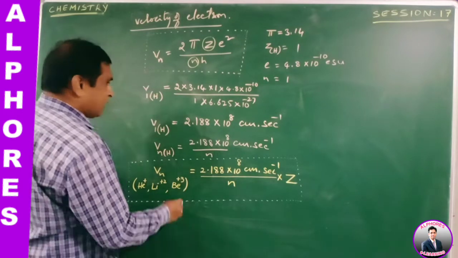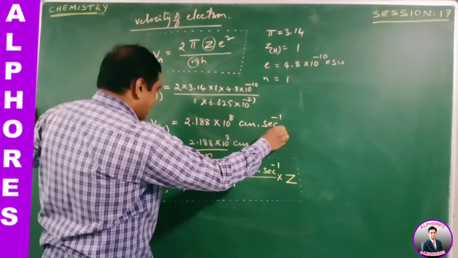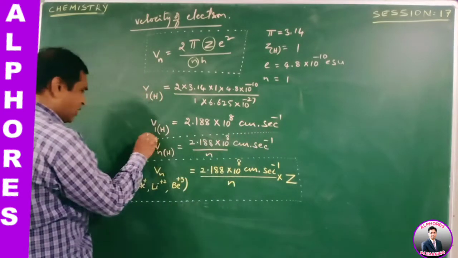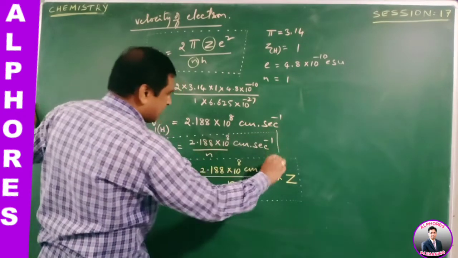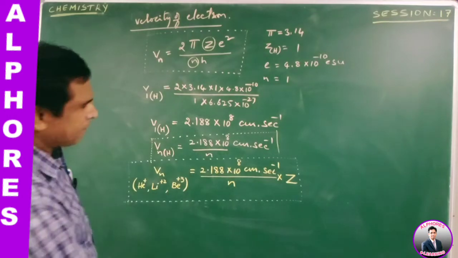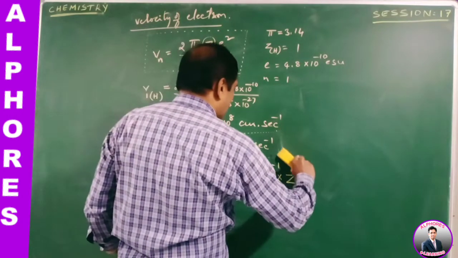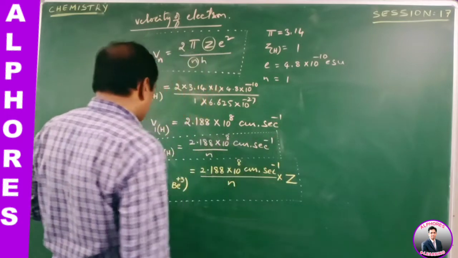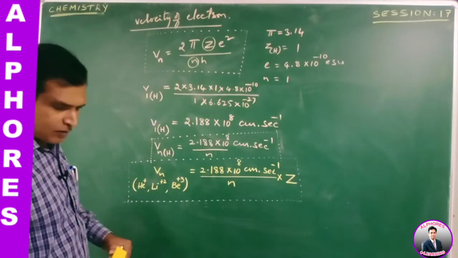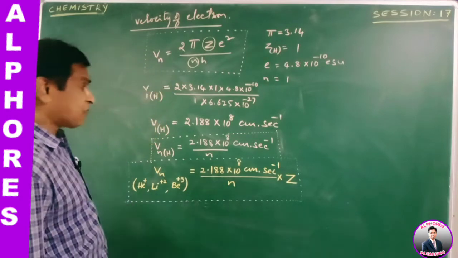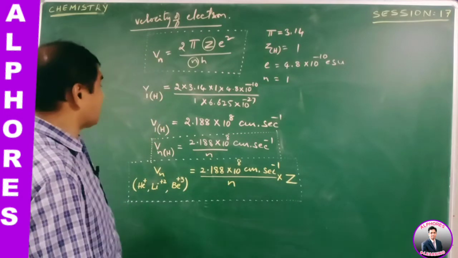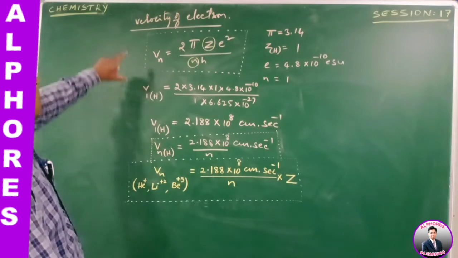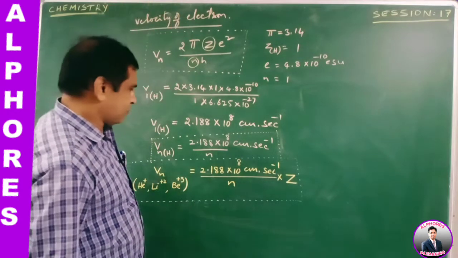Then the velocity of the electron in the nth orbit of hydrogen atom only can be drawn like this. So these are the formulas, all the formulas you can keep in your formula window. Basically, fundamentally you should remember all the concepts. That is very, very important. So this is the velocity concept.